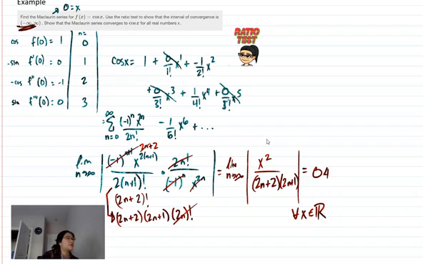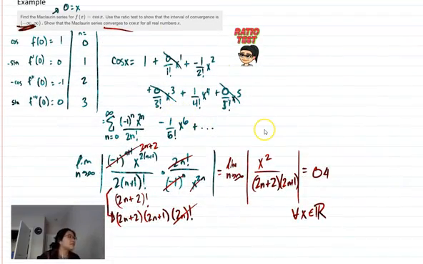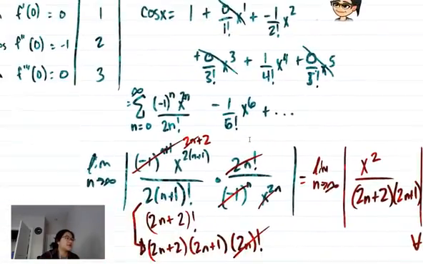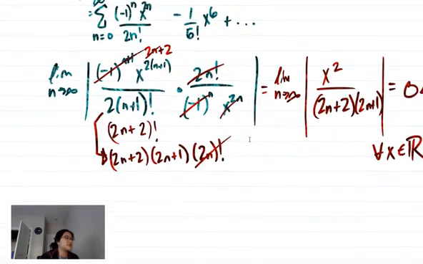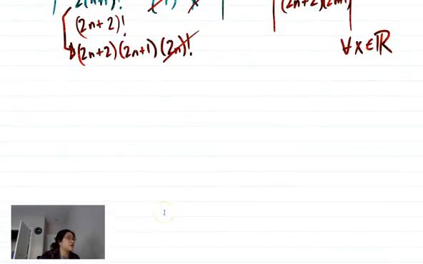And, well, let's think about how we can show that this converges for all real numbers x. I wonder if we can use our remainder, because the Taylor remainder works for Maclaurin also, right? Because it's just a special case. So let's think about this. What is our next term in our cosine?